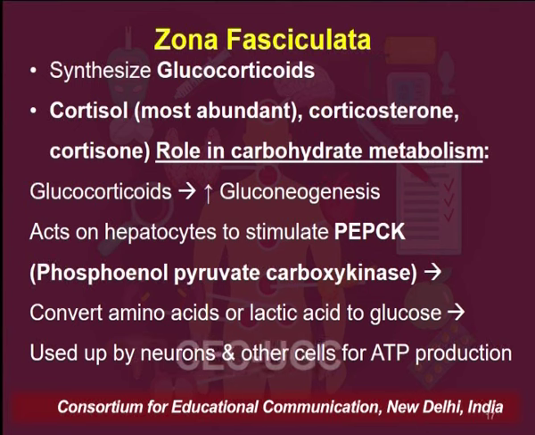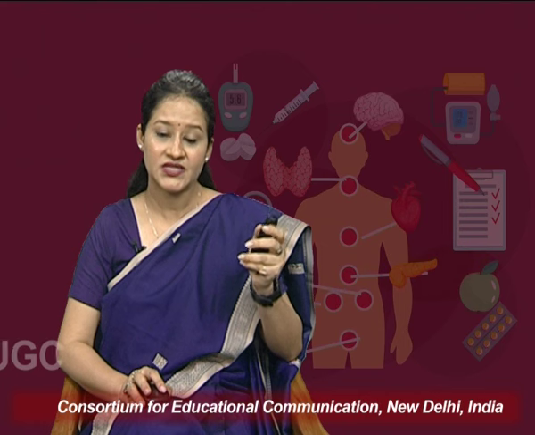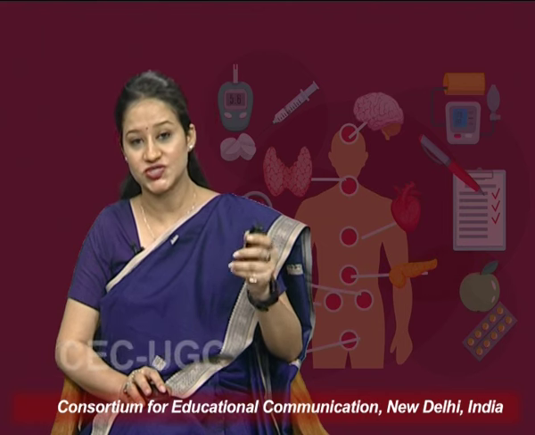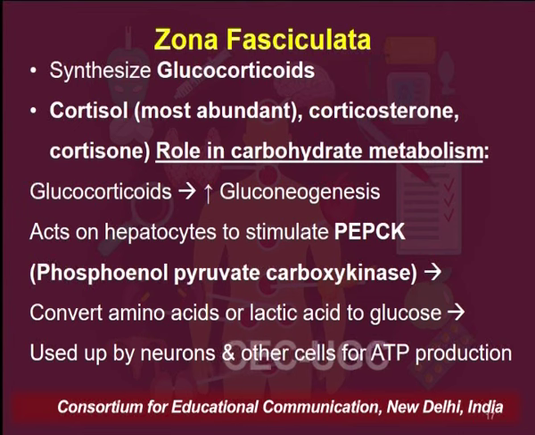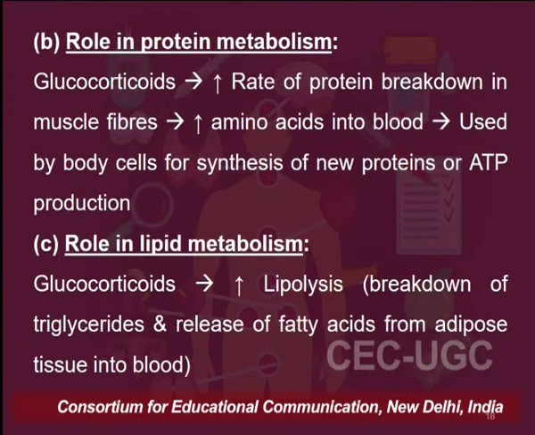So, what it does, it actually goes and increases the specific enzymes involved in gluconeogenesis. So, it goes and acts on the liver cells and stimulates the expression of PEPCK, which is phosphoenolpyruvate carboxykinase, and will convert amino acids or lactic acid to glucose, and this glucose will be used up by neurons and other cells for ATP production.